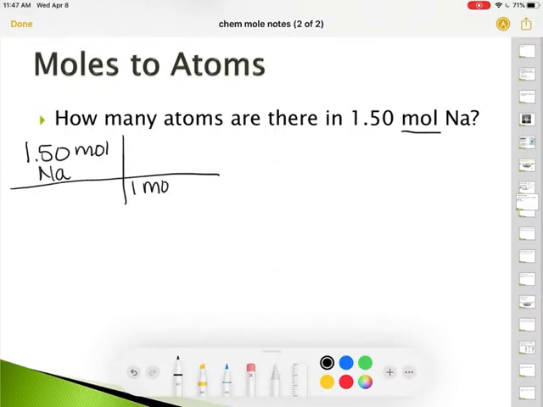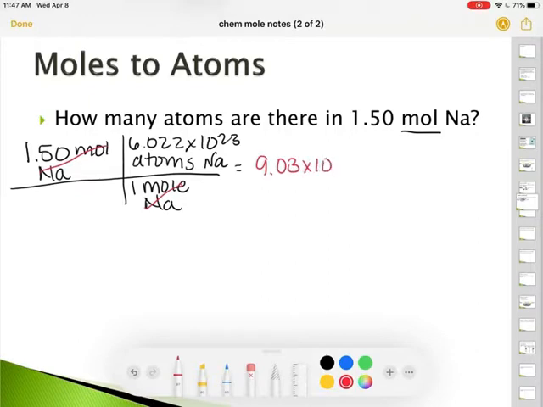and I know that for every 1 mole of sodium, there are 6.022 times 10 to the 23 atoms of sodium. Okay, moles of sodium cancels out, and we're left with atoms of sodium. Okay, so put that in your calculator. I'll give you a second to get the answer. And our answer is 9.03 times 10 to the 23 atoms of sodium.